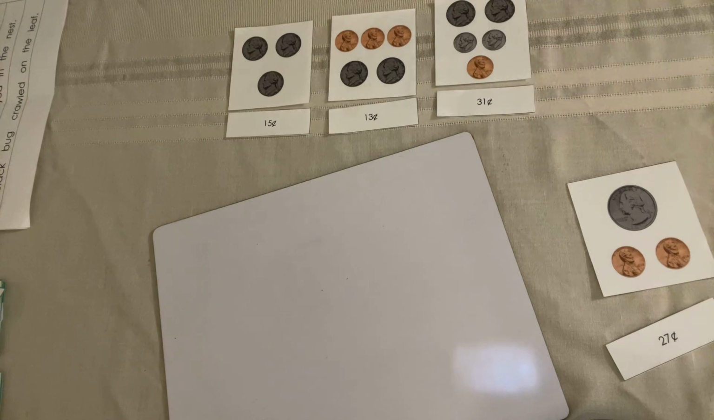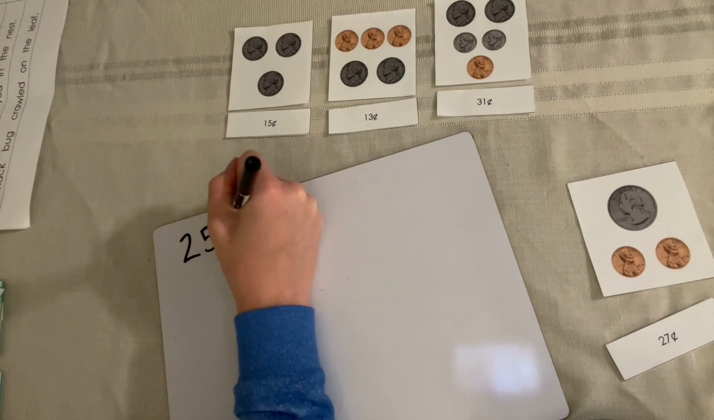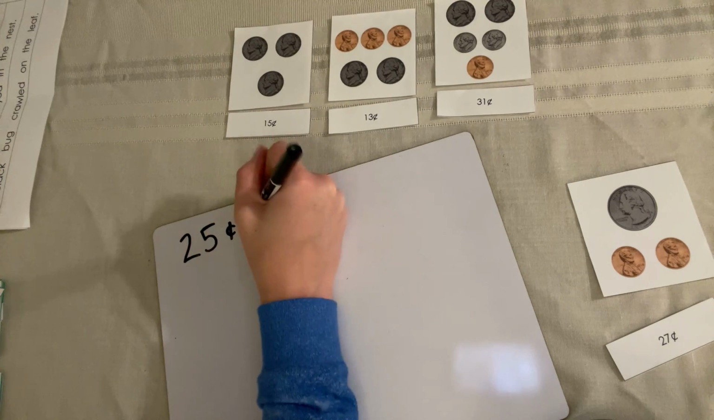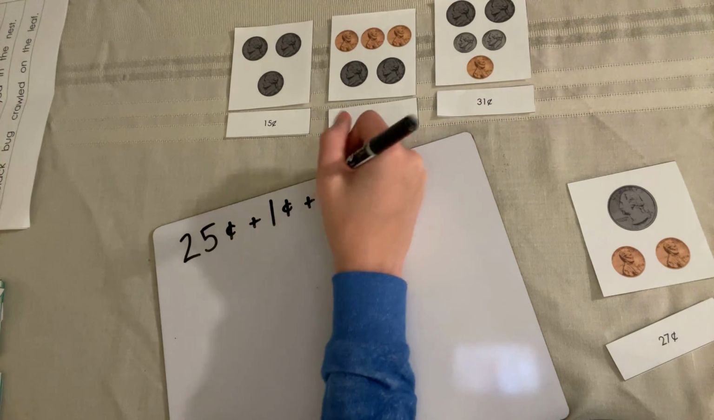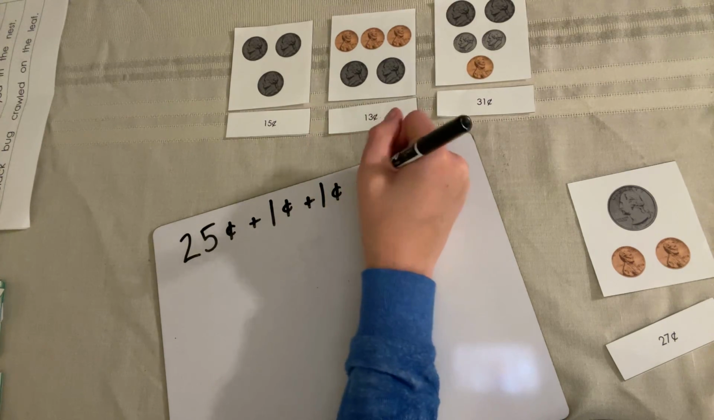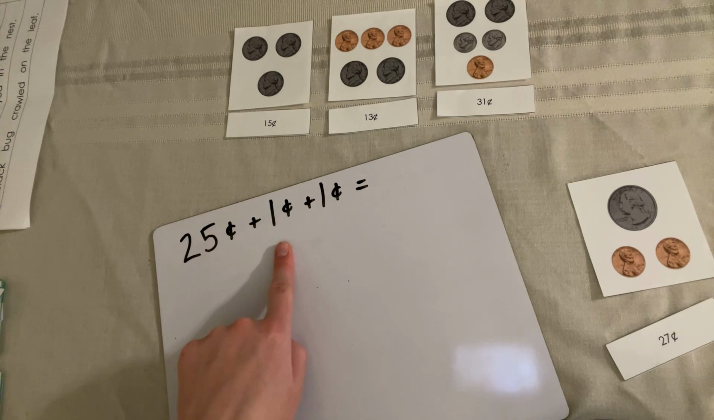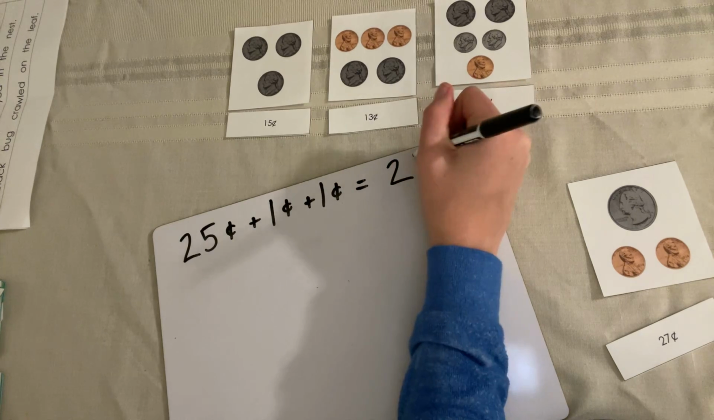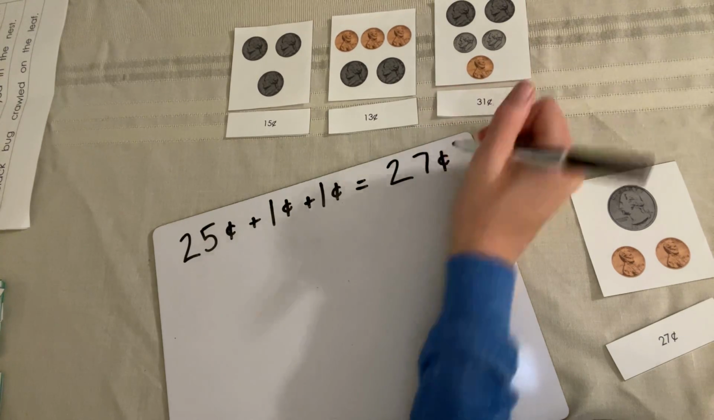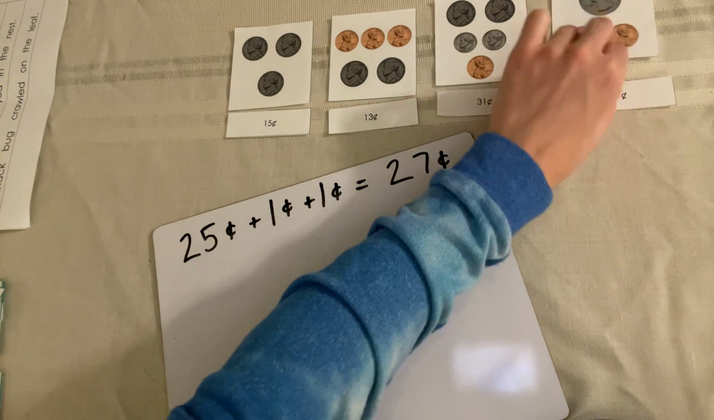This last picture begins with a quarter, which is worth 25 cents. And we're adding 2 pennies, plus 1 cent, plus 1 cent. 25 plus 1 is 26, plus 1 is 27. This equals 27 cents.